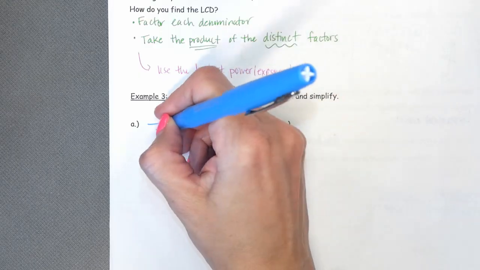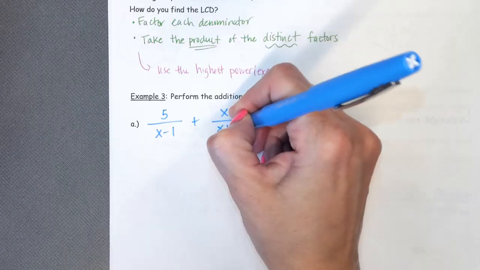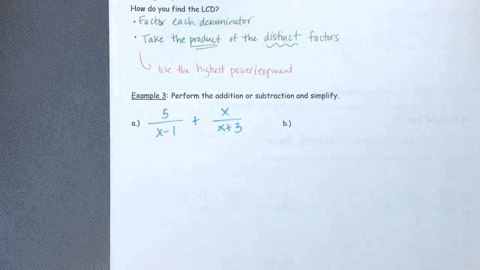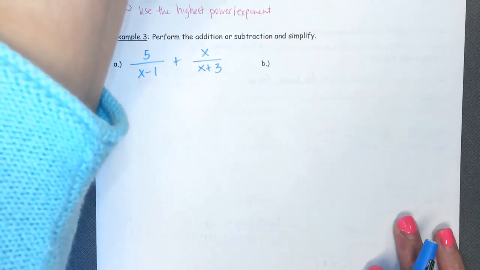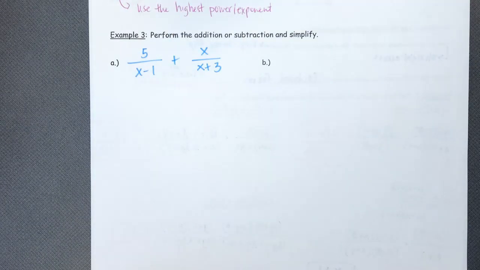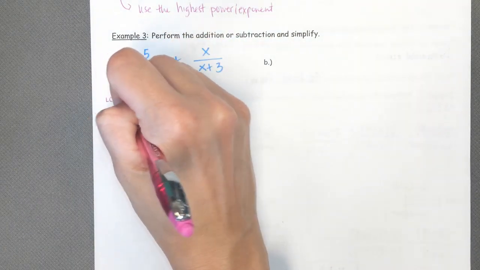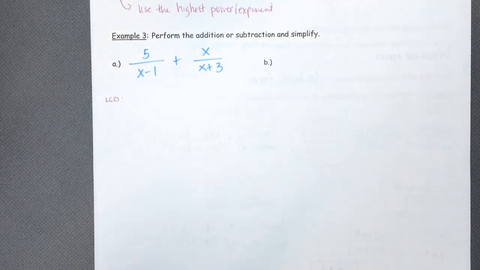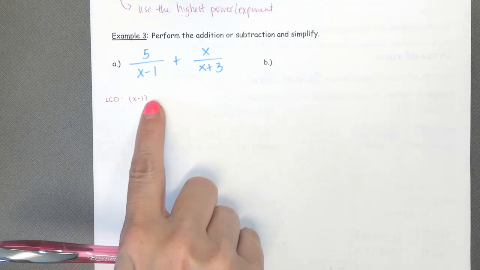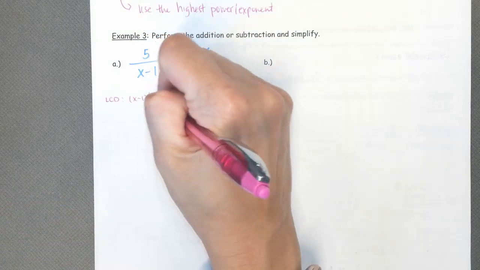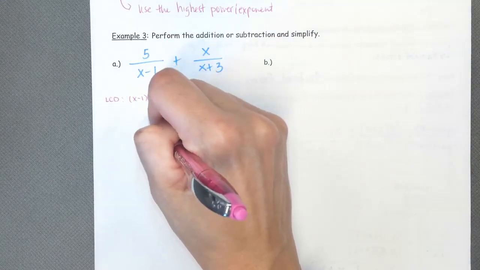We have 5 over x minus 1 plus x over x plus 3. These are already factored. So your LCD has to have x minus 1 in it, and it has to have x plus 3 in it. To get those, we're going to multiply.